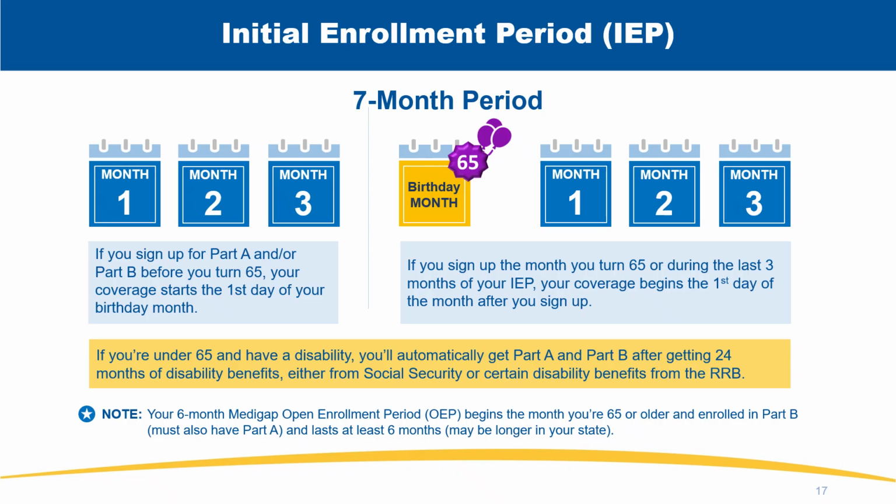To sign up 3 months before your 65th birthday, you contact Social Security and it will begin your birthday month. If you sign up for Medicare after or during your 65th birthday month, it will start the following month. If you're under 65 and have a disability, you'll automatically get Part A and Part B after getting 24 months of disability benefits, either from Social Security or certain disability benefits from the Railroad Retirement Board.